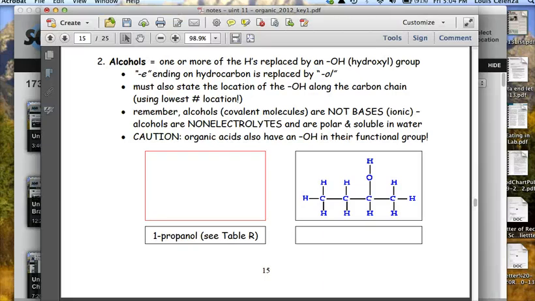Alright, so here we are with Unit 11, Lesson 10, and we're on to the next compound. We're going to look at alcohols. This is going to take us a little bit of time, so let's quickly run through alcohols.